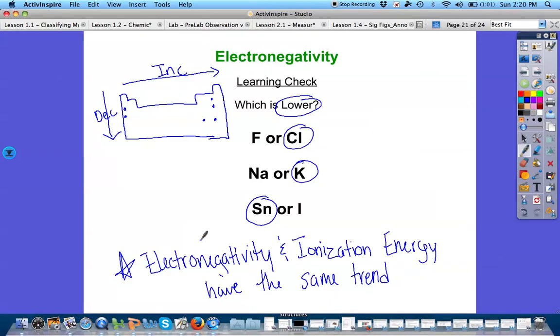You have practice on the following two pages. I believe it's pages 19 and 20. So go ahead and take a look at that. You will have a quiz next class over these periodic trends, so make sure you work through that.